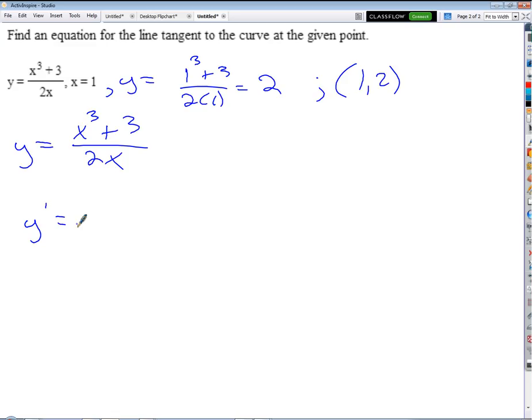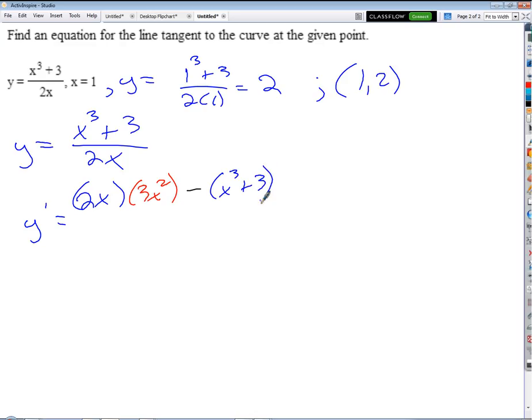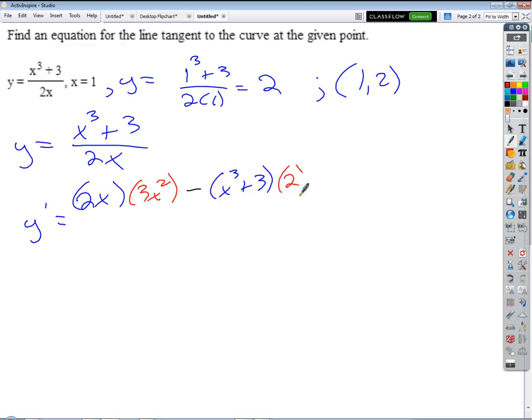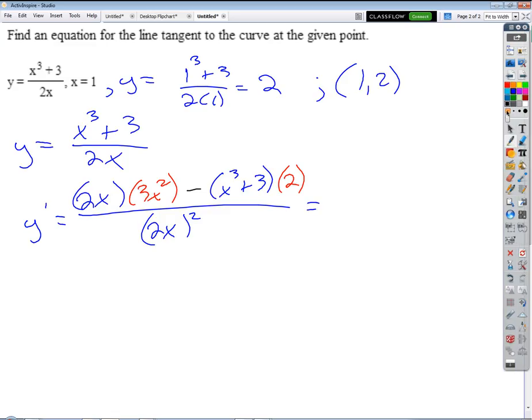So y prime equals what by the quotient rule? Good. Bottom times derivative of the top minus, very good, minus top times derivative of the bottom, which is 2, all divided by 2x quantity squared, which is actually what? 4x squared. Okay, good. So then if we simplify all this, we get what here?